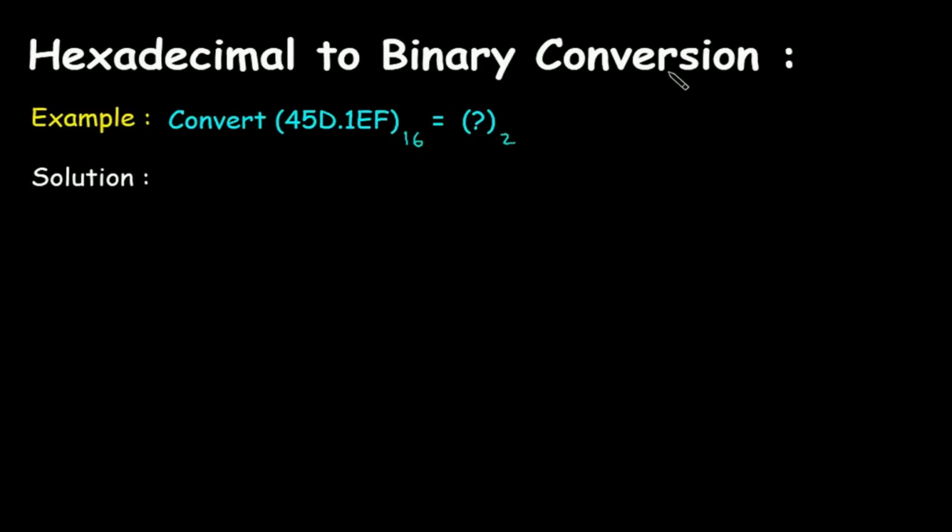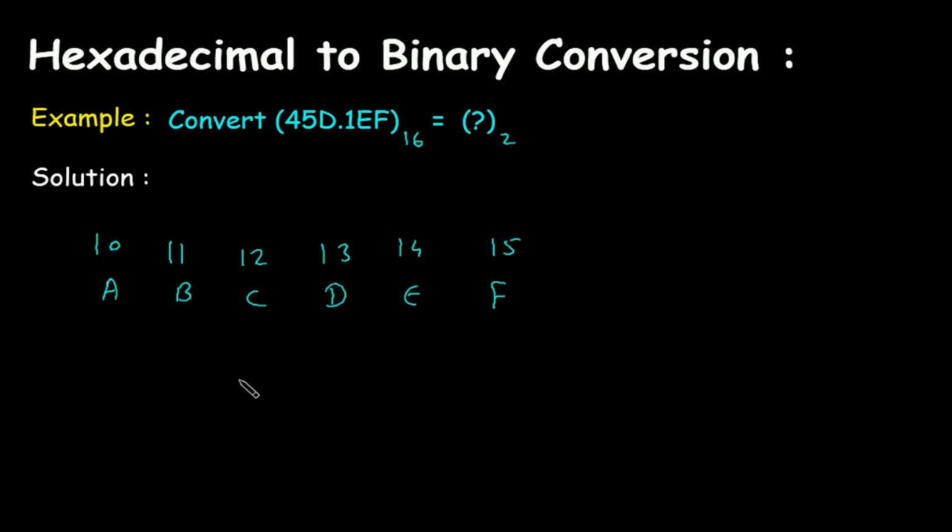Hexadecimal to binary conversion. Example: convert this hexadecimal number into its equivalent binary number. Solution: we have to convert this hexadecimal number, here it is D, E, F. In case of hexadecimal, we know that 10 is A, 11 is B, 12 is C, 13 is D, 14 is E, and 15 is F. In case of a hexadecimal number, the digits are from 0 to 15.